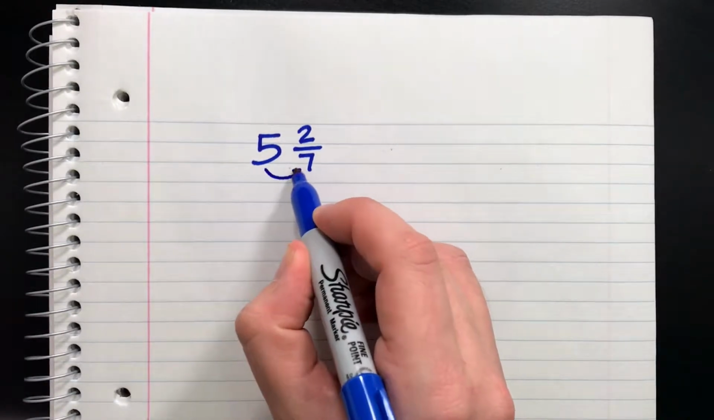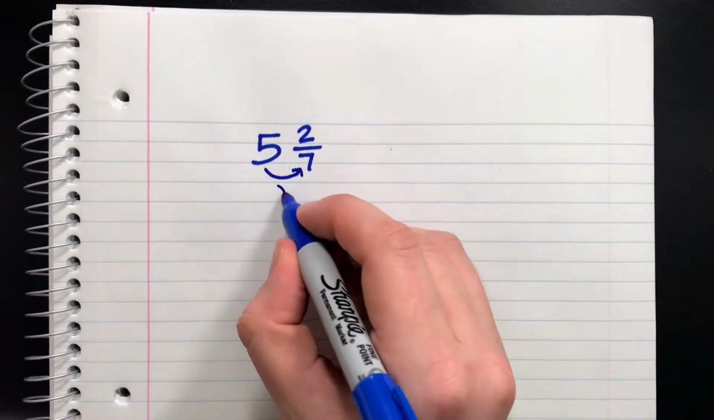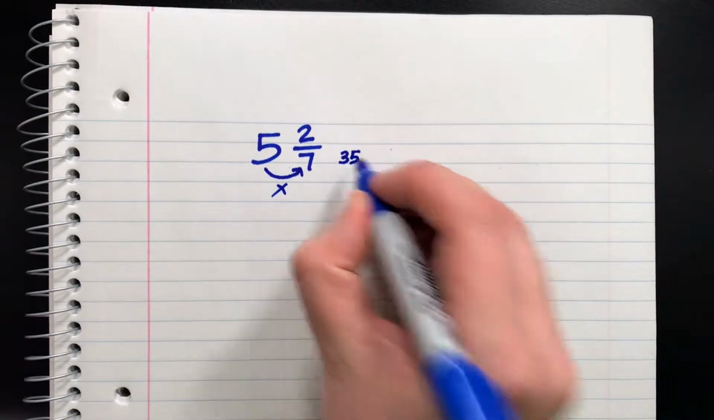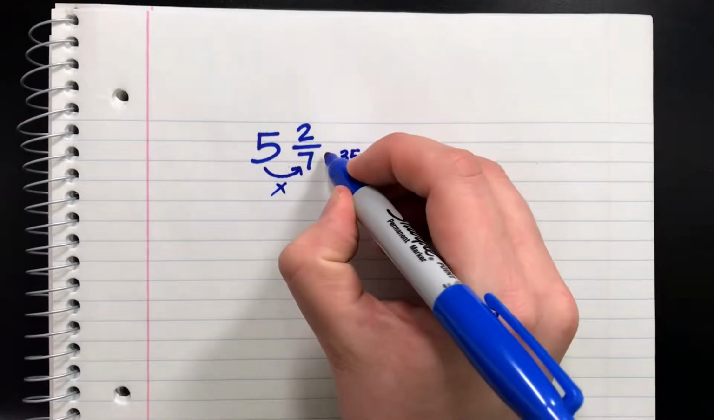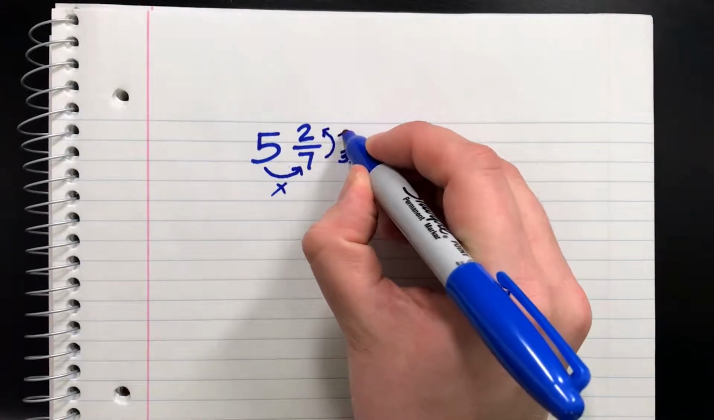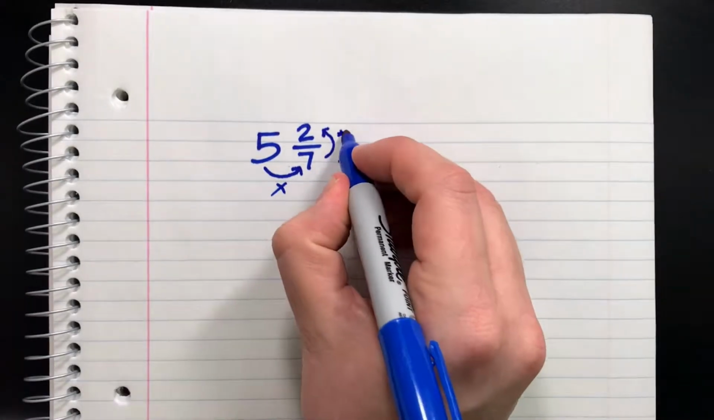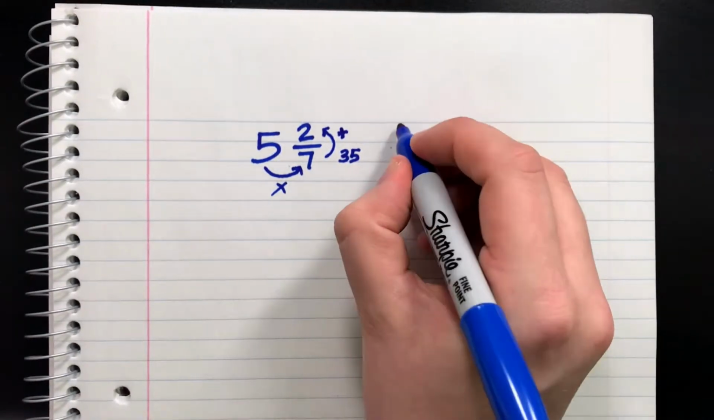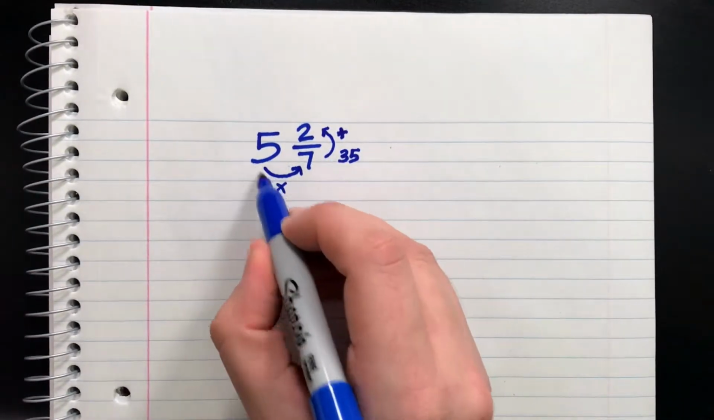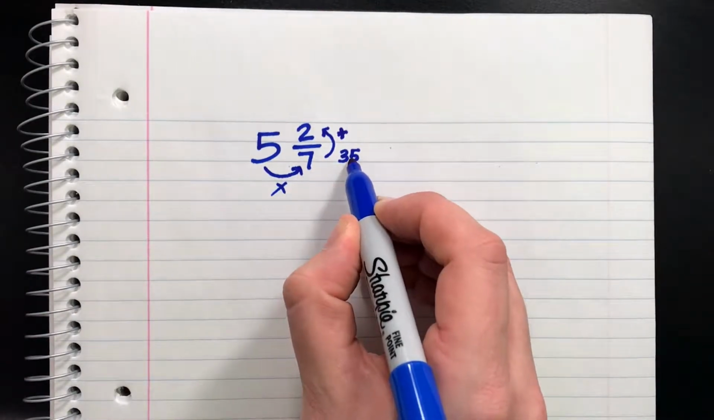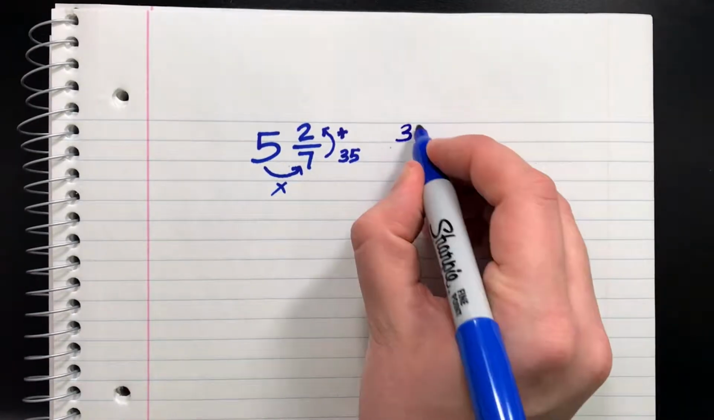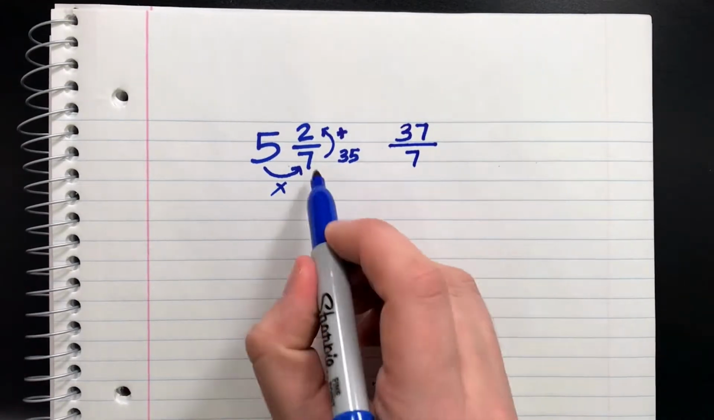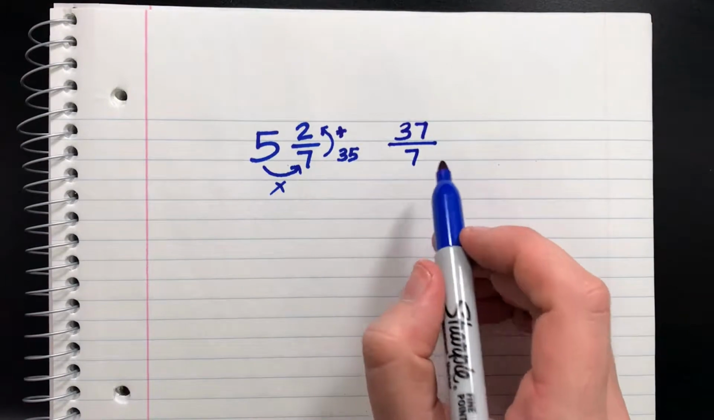So 5 times 7 gives me 35. Sorry, that's a plus sign. And 35 plus 2 is 37. So we took the 5 times 7, 35, 35 plus 2 is 37, and we keep the same denominator, 7. So the 7 just transfers right over.